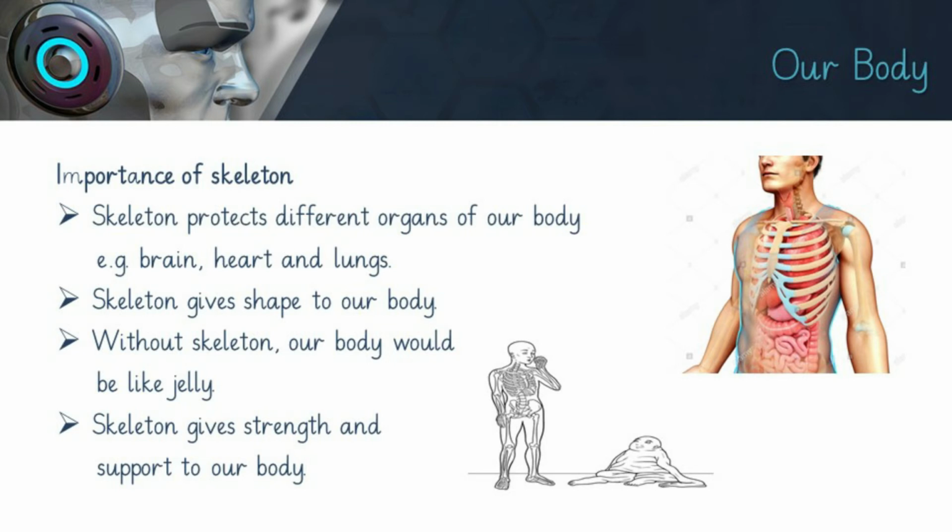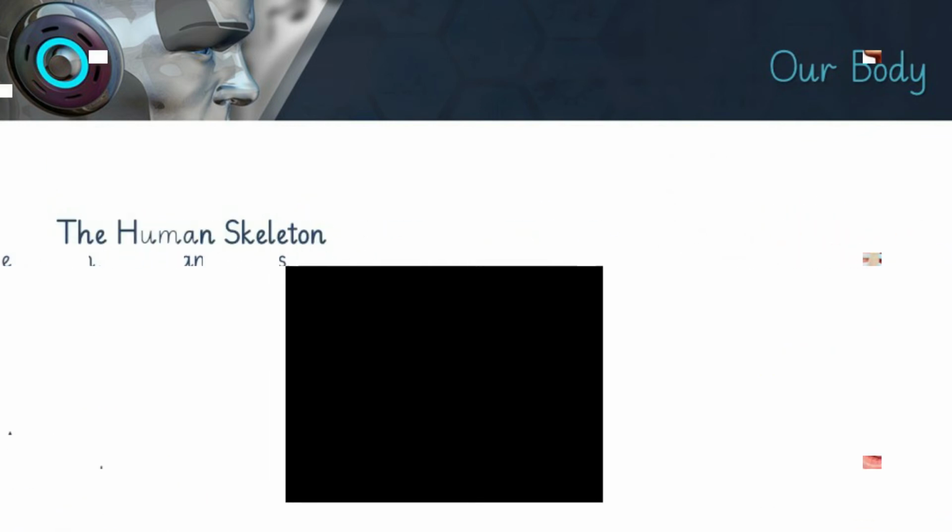I would like to refer to the previous lesson where we discussed the importance of bones. As without bones, we discussed that our body would be like jelly. As skeleton is made up of bones, so without skeleton, our body would be like jelly. Skeleton gives strength and support to our body.